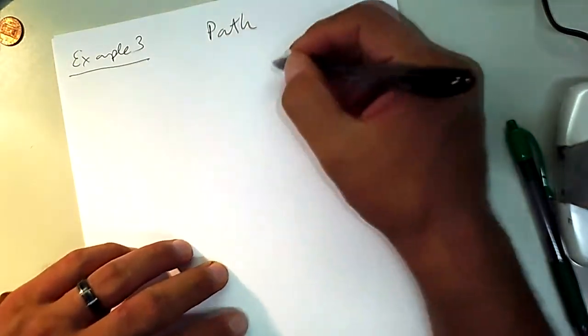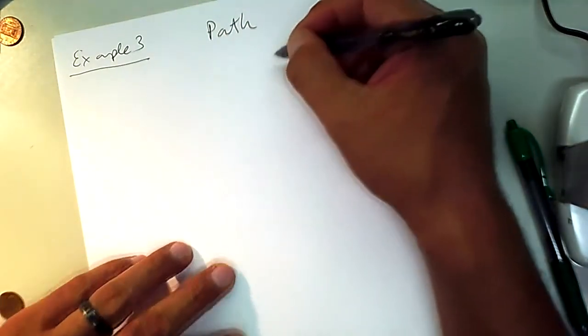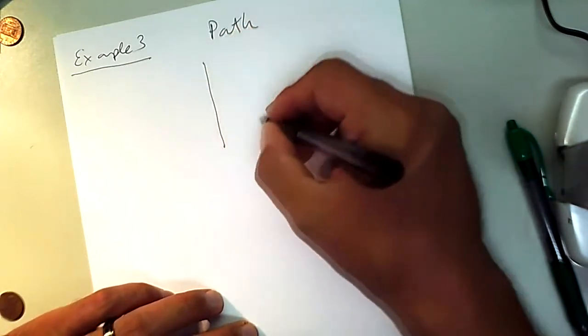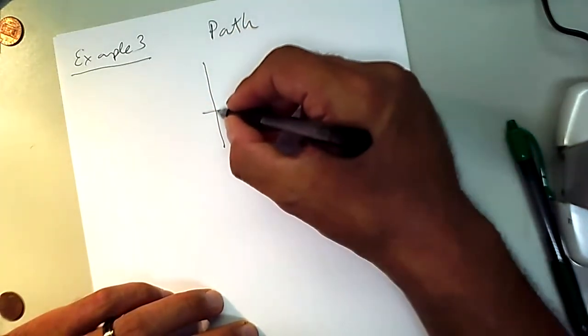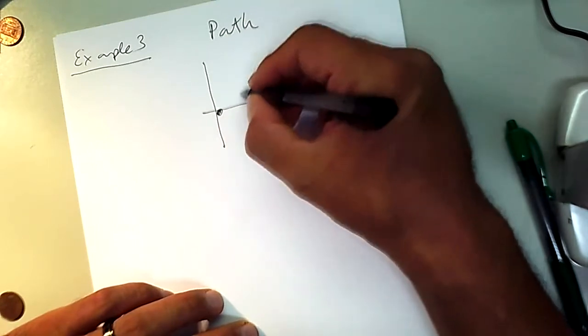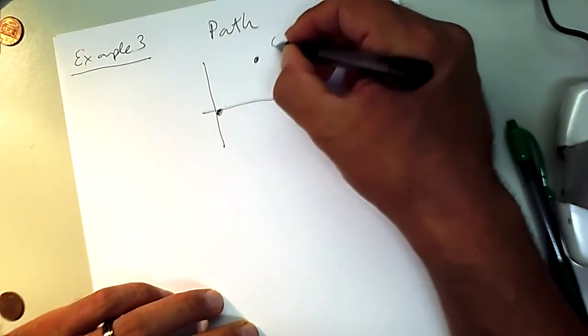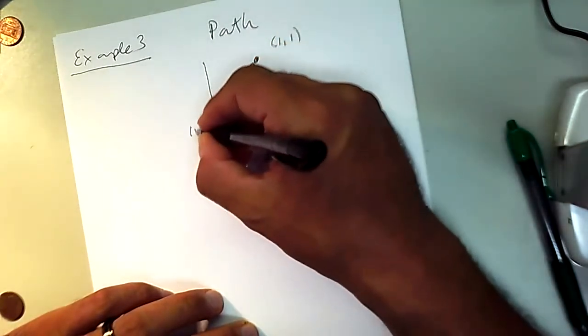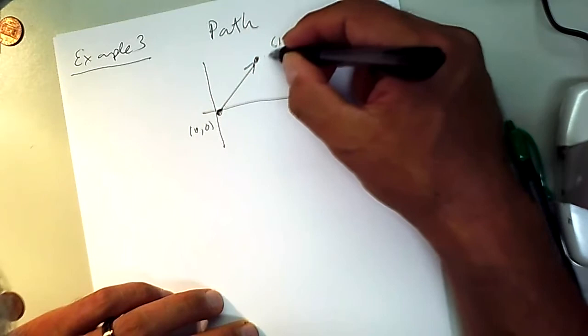So I'm not going to tell you the equations. I'm just going to describe it. Oftentimes we describe it when we are giving students problems to do. All right. So start at 0, 0. Go to 1, 1.